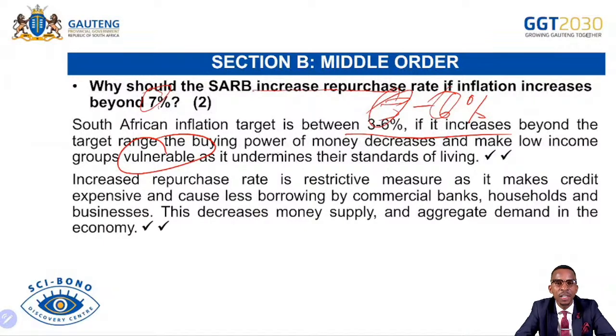This is the interest rate that is charged or imposed by the Reserve Bank to commercial banks on their borrowings. Whenever commercial banks are borrowing money from the South African Reserve Bank, they pay the interest rate that we call repo rate or repurchase rate. So if ever it's been increased, it makes it difficult for commercial banks to take loans from the South African Reserve Bank.